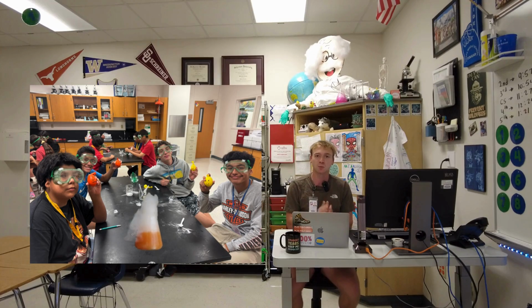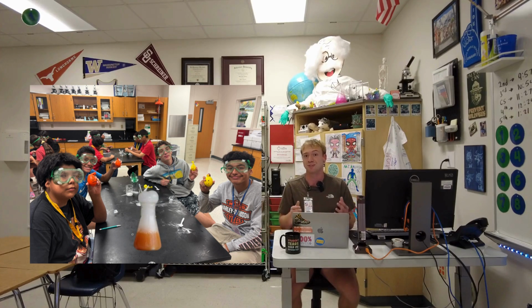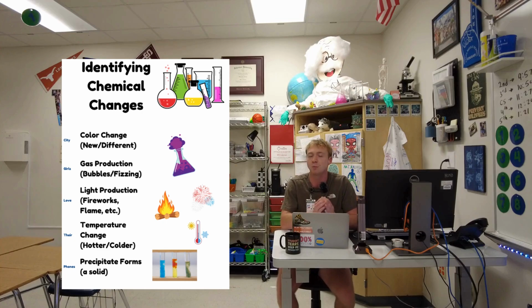So firstly, let's talk about what happens when there's a chemical reaction. Now, a chemical reaction is when substances undergo a chemical change and convert into different substances. If you think back to 6th and 7th grade, you might remember the mnemonic "City girls love their cell phones," right? This mnemonic helps you remember the different evidence of a chemical change.